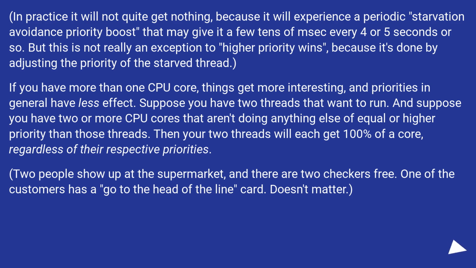Suppose you have two threads that want to run. And suppose you have two or more CPU cores that aren't doing anything else of equal or higher priority than those threads. Then your two threads will each get 100% of a core, regardless of their respective priorities. Two people show up at the supermarket, and there are two checkers free. One of the customers has a go-to-the-head-of-the-line card. Doesn't matter.